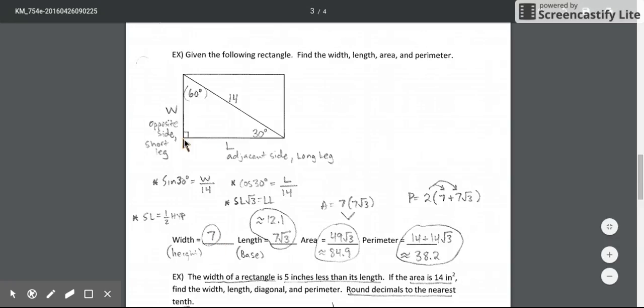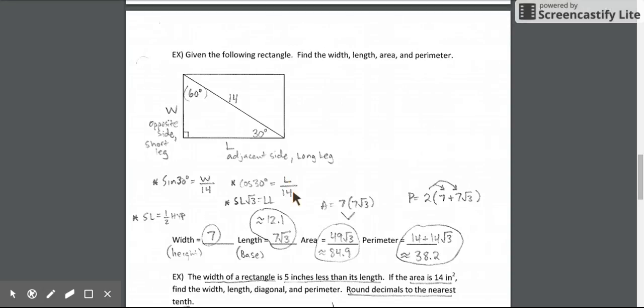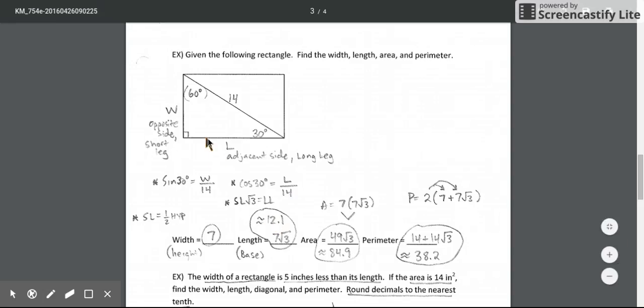To find the length down here, that would be the adjacent side to the 30-degree angle. So you could use trigonometry still and do the cosine of 30 degrees is equal to the adjacent over hypotenuse, or L over 14, and cross multiply, and you might get a decimal that's pretty close to 12.1. But we could also think about those properties of that special right triangle.